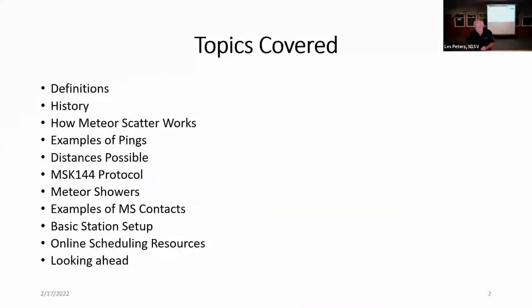So tonight we'll talk a little bit about just simple definitions. I'll show you some of the history of Meteor Scatter, talk a little bit about how it works. I'll show you some examples of pings. We'll talk about the distances that are possible and some of the difficulties between the different bands. We'll take a look at the MSK-144 protocol. We'll talk briefly about meteor showers. I'm still learning about those. Show you some examples of meteor scatter contacts I've made.